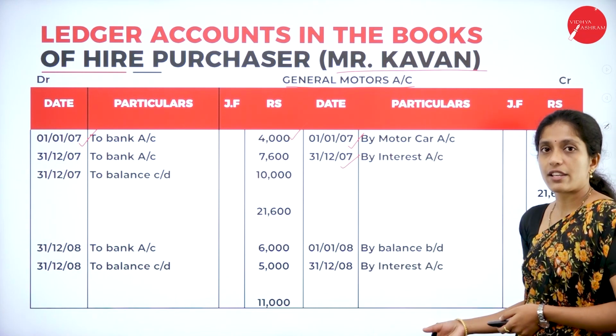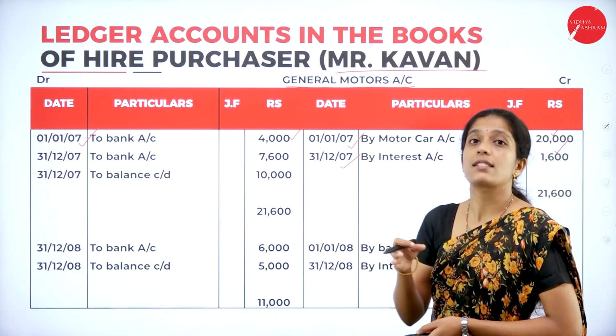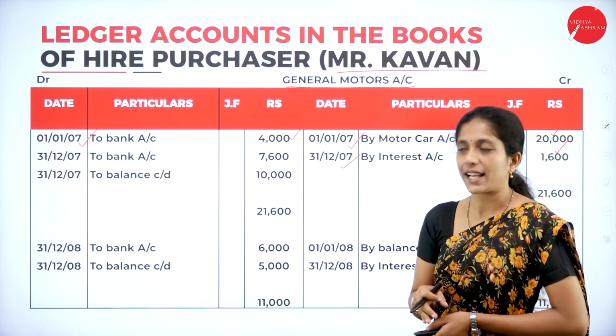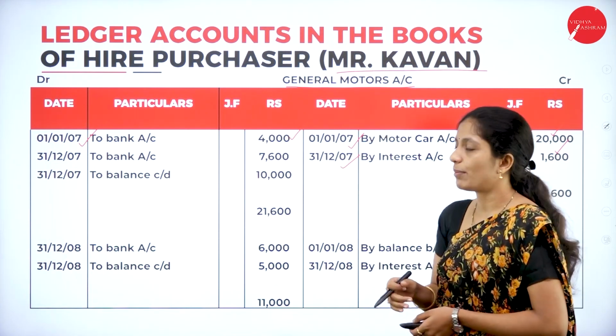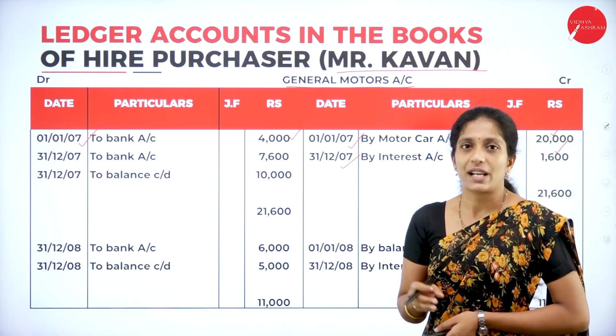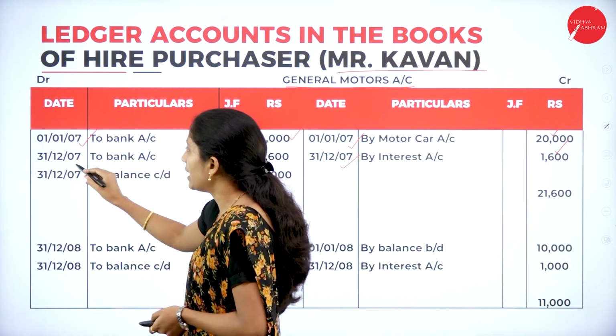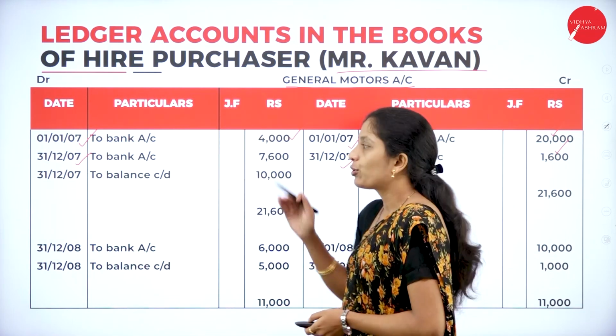So after interest due, the fourth entry is for installment paid. So what is the entry? Hire seller account debit to bank account. Here the hire seller is General Motors. So when the payment is made, we write "to bank account", that is, at the end of the financial year, 31/12/07, to bank account.